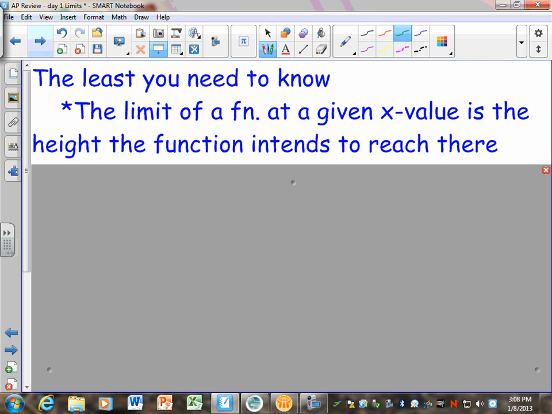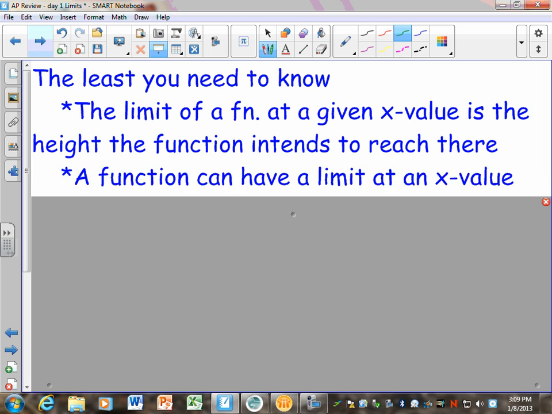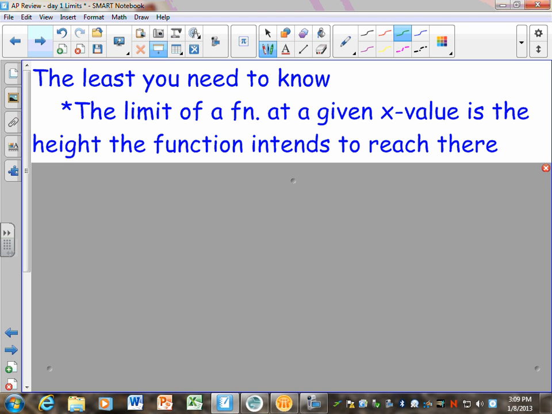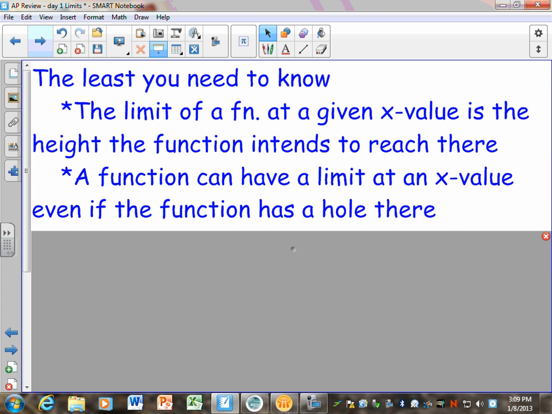All right, so this last thing here is just me summarizing everything we did with limits, all right? This is the least you need to know about limits. The limit of a function at a given x value is the height of the function that it intends to reach. Not the actual value itself, right? Sometimes it's not what's actually defined. Remember that a function can have a limit even if it's not defined at that point. It can be undefined at that hole, but it's still getting closer and closer to it as long as the left and the right hand are meeting each other.